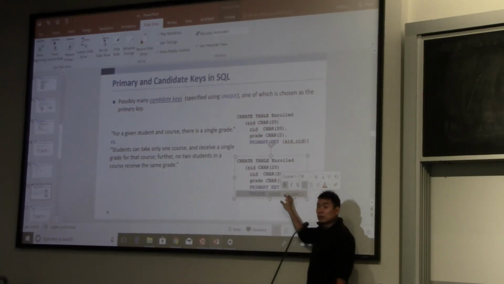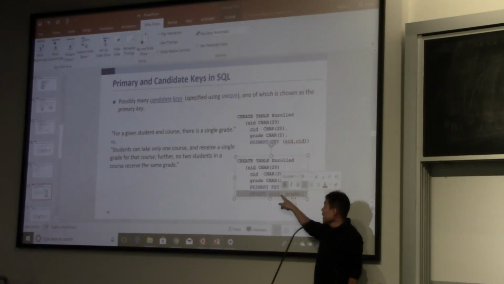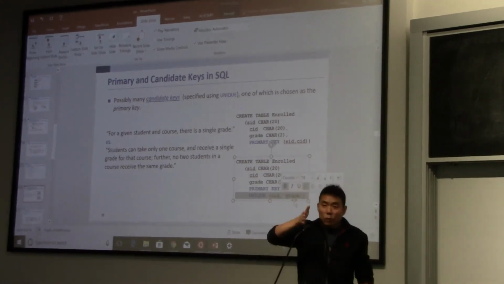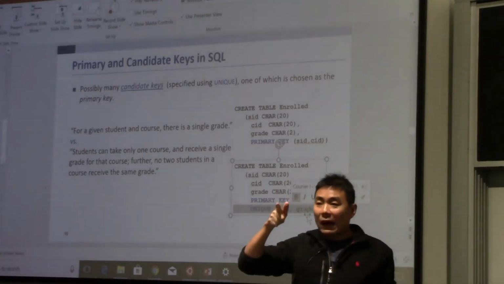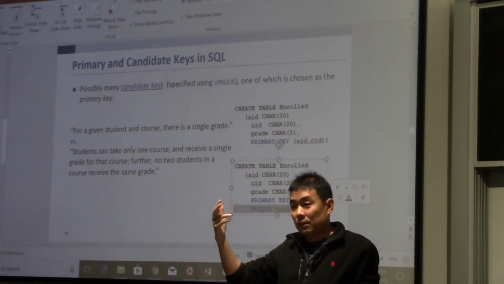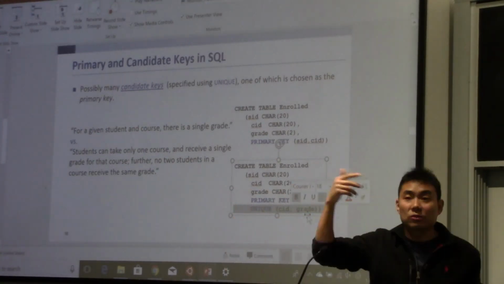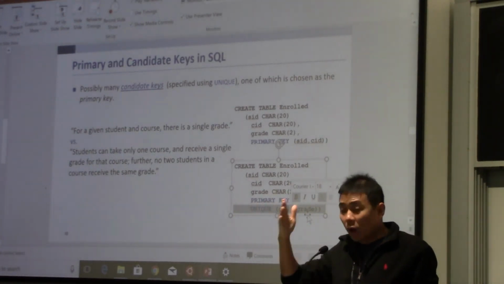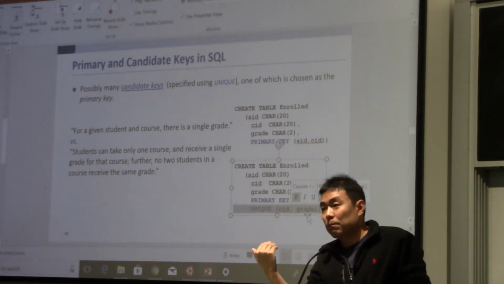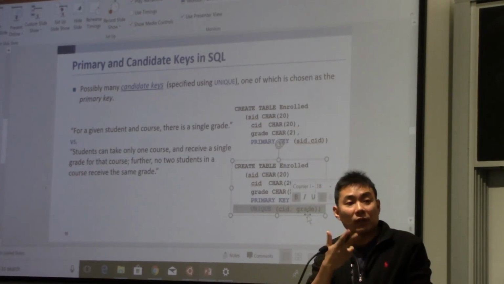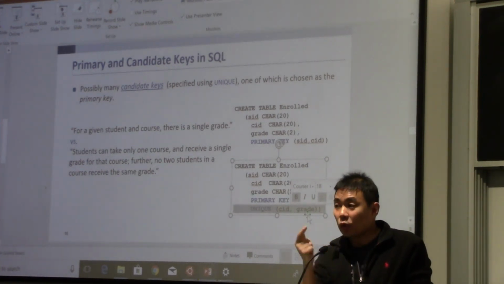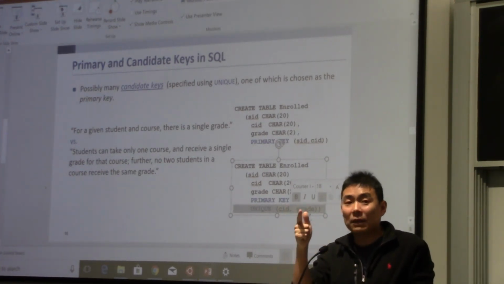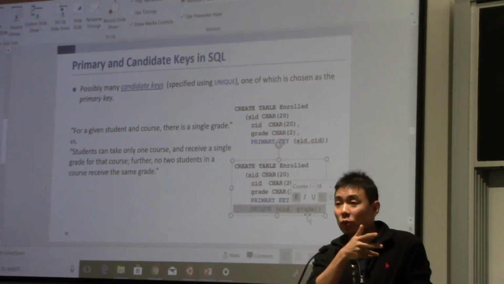Let me give you the argument for this. The reason is, if this is the key, what that means is no two tuples can have the same combination of values on these two fields. Which means you may have the same course ID value, but if you do that, then the grade must be different. In other words, if you are in the same course, you must have different grades. Or you may have the same grade value, but in that case, your course ID must be different. What that means is two students may have the same grades, but when that happens, it's guaranteed to be for different courses.